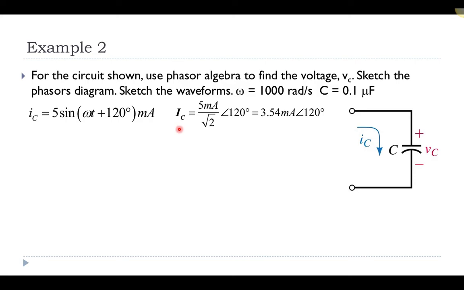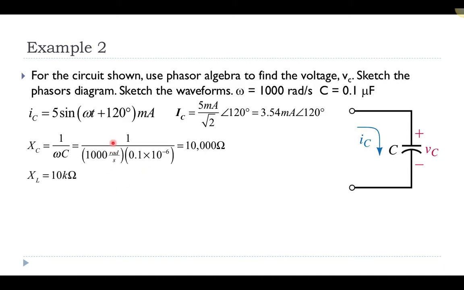So the first thing I'm going to do, since I'm using phasor notation, is write my current through the capacitor in phasor notation. I need to use the effective value in phasor notation, so 5 milliamps over the square root of 2 gives me 3.54 milliamps, and then the phase shift is 120 degrees.